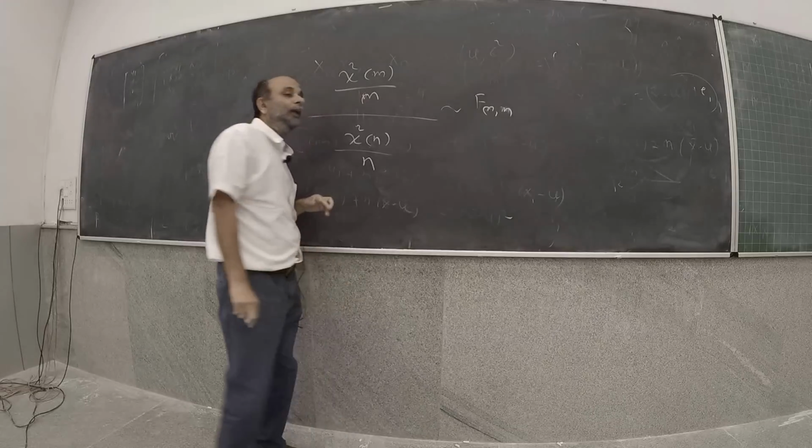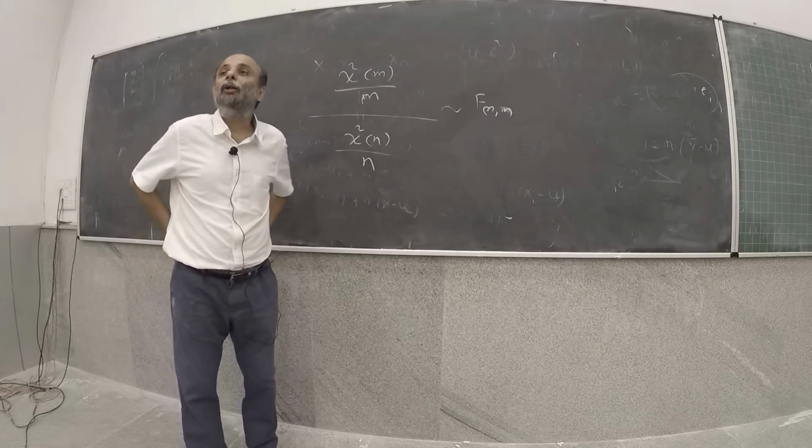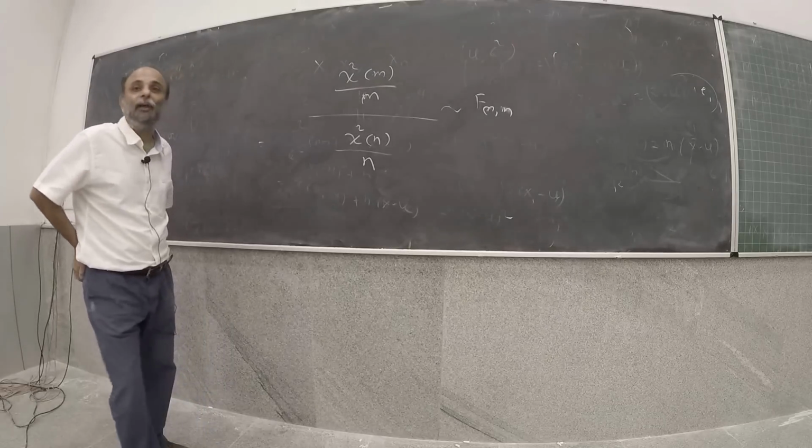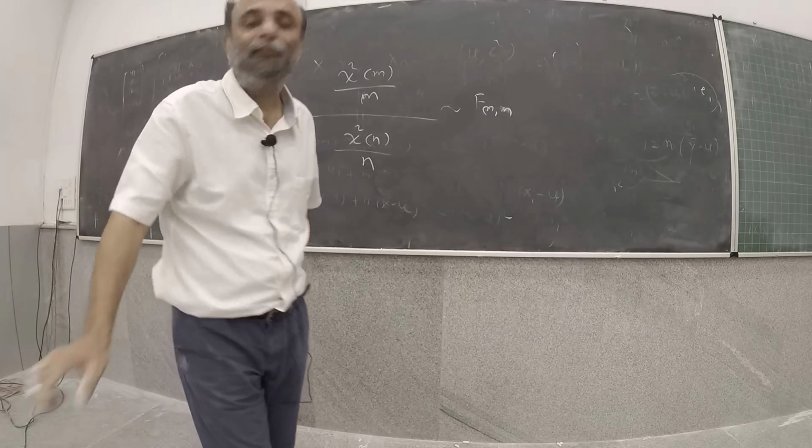Here, m is called the numerator degrees of freedom, n is called the denominator degrees of freedom.